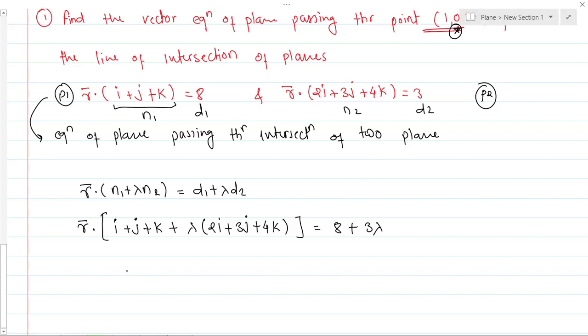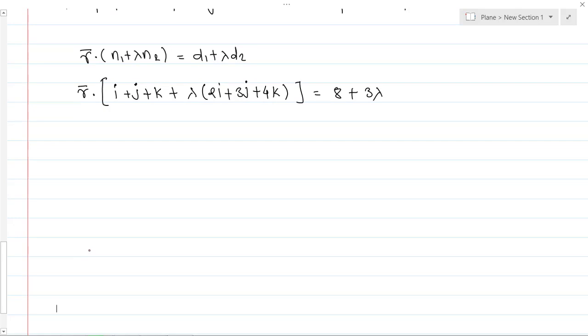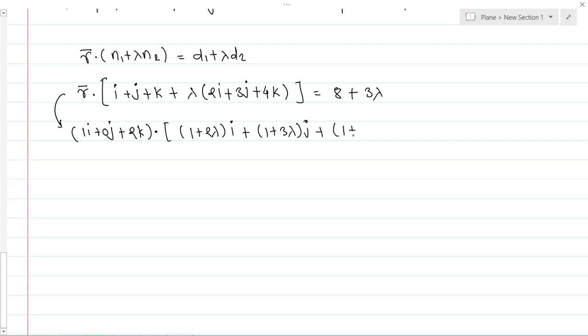So you will get, 1, 0, 2, so that your r becomes 1i plus 0j plus 2k dot, and here we have, sorry, 2 lambda, I will be combining this: 1 plus 2 lambda i plus 1 plus 3 lambda j plus 1 plus 4 lambda k, equals 8 plus 3 lambda. Okay, so this is the passing-through point I have taken.